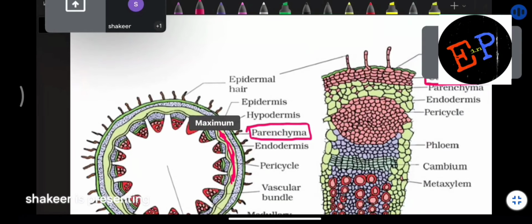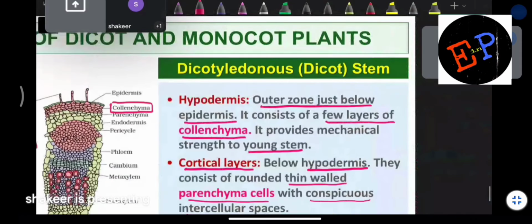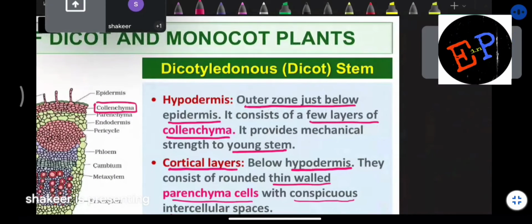So it is made up of what? It is made up of parenchymatous cells. Clear? Okay. So, conspicuous intercellular spaces. What is meant by conspicuous intercellular spaces? It means intercellular spaces you can observe very easily. That is the meaning. Inconspicuous means you cannot differentiate very easily. Conspicuous means very easily you can find the intercellular spaces in these parenchymatous cells. Clear? That is the cortical layer.